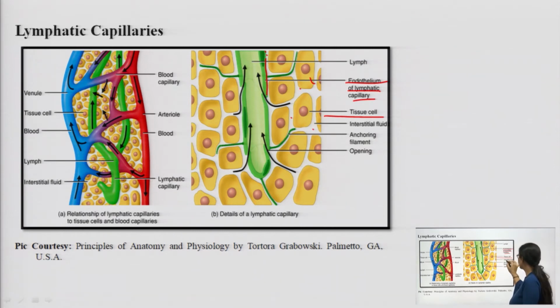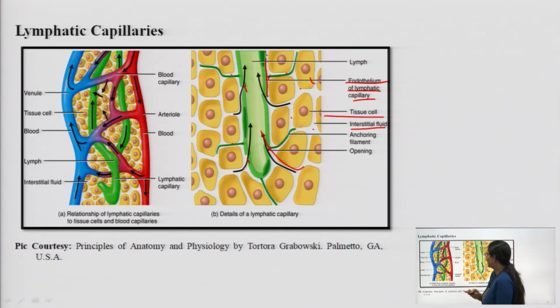In between the tissues of the body, there is a fluid that is called interstitial fluid, and these are the supporting filaments which provide support between the tissue and the lymphatic capillary. And this is the opening part, where the excess interstitial fluid goes out into the lymphatic capillary.